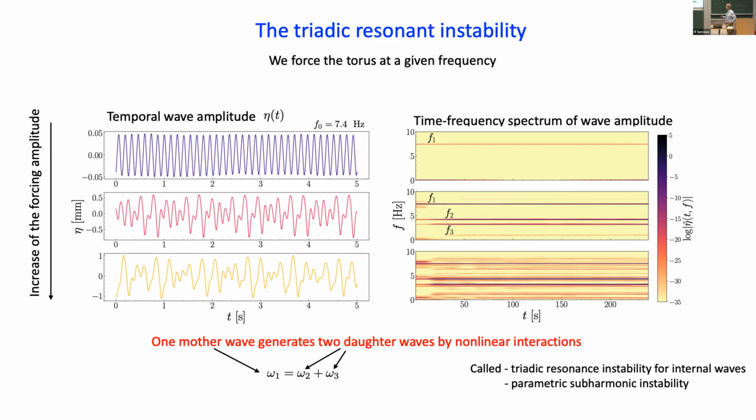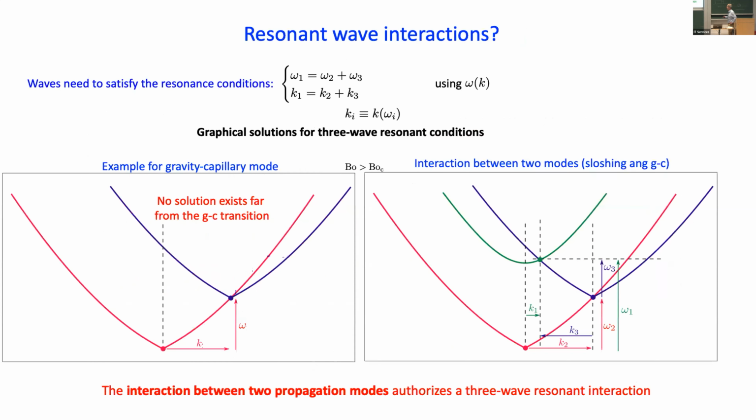And we have to check also that it is verified for the wave number. So indeed, resonant wave interactions are like that. Waves need to verify this and also this, both being related by the dispersion relation. And for 1D, you can easily solve this problem graphically.